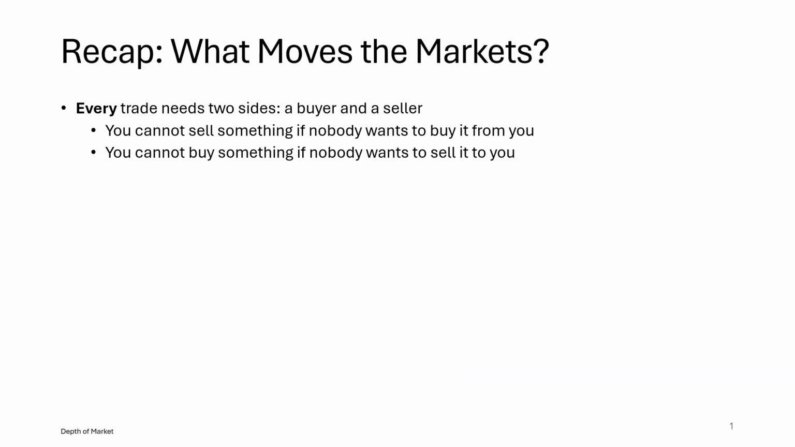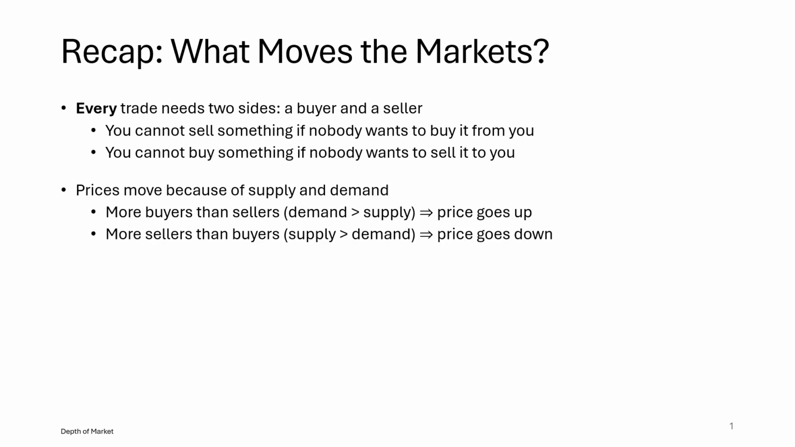Let's begin with a quick recap. What moves the markets? Last time I told you that every trade always needs two sides, a buyer and a seller. So that means you cannot sell something if nobody wants to buy from you, and you cannot buy something if nobody wants to sell to you. Pretty obvious, right? Additionally, I told you that prices move because of supply and demand. Or in other words, if there are more buyers than sellers, so that means demand is greater than supply, prices go up. And on the other hand, if we have more sellers than buyers, so that means supply is greater than demand, prices go down.